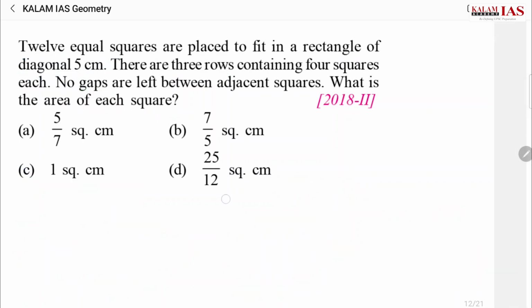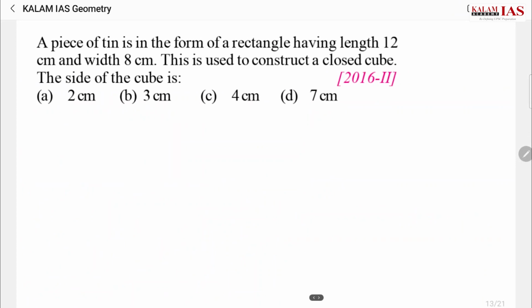Now moving on to the next question. You have another 1.5 minutes and then we will solve it.